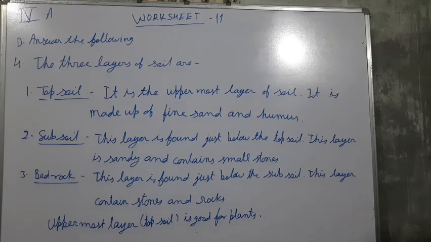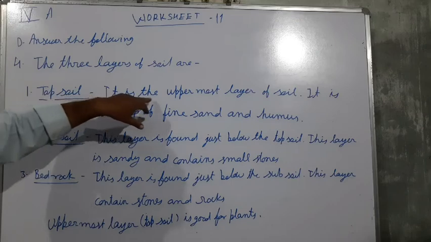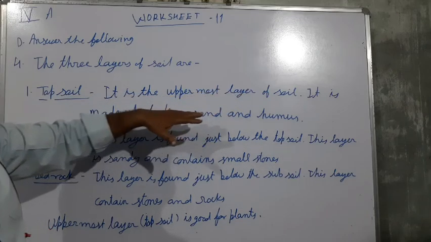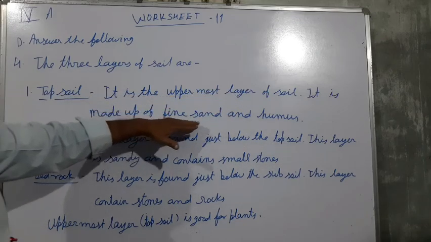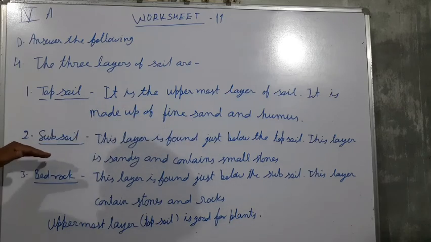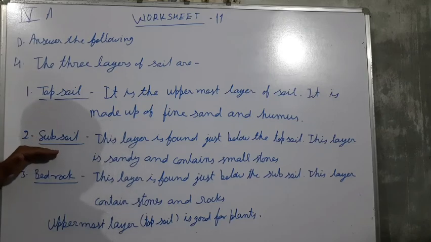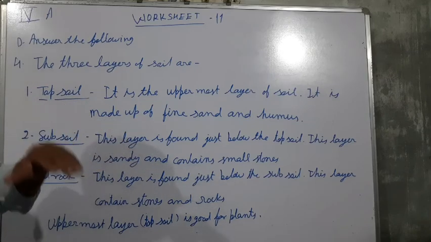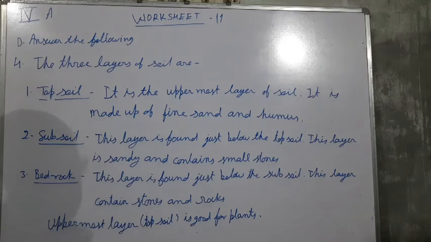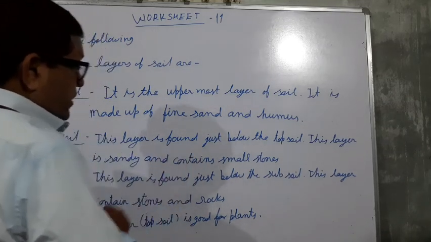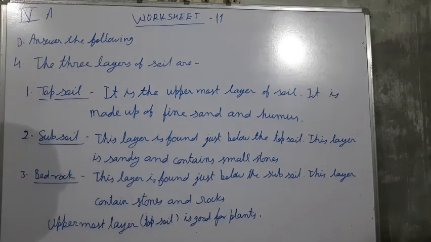So you can write the next question. The three layers of soil are topsoil, subsoil, and the bedrock. Topsoil is the uppermost layer of the soil. It is made up of fine sand and the humus. Next, just below the topsoil, the second layer is there. This is called subsoil. This layer is found just below the topsoil. This layer is sandy and contains small stones.